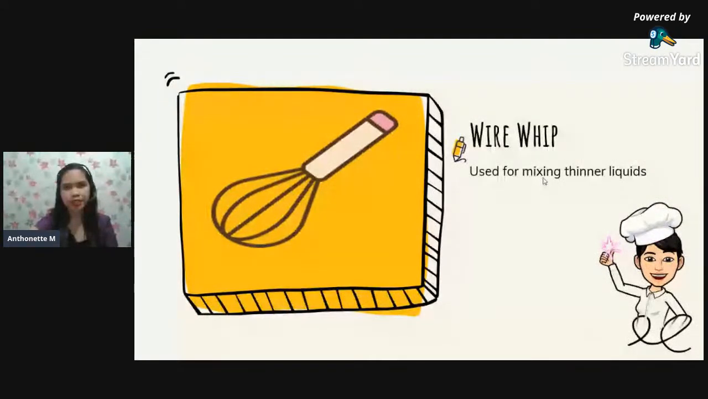Next is the wire whip. Okay, yung wire whip natin is used for mixing thinner liquids. So when you mix some sauces or liquids, there is a need to whip it, like for example eggs, a big amount of eggs. You are going to whip it, so you use the wire whip. And it's also used in baking. Usually in baking, when you don't have an electric mixer or stand mixer, you can use a wire whip instead of it.